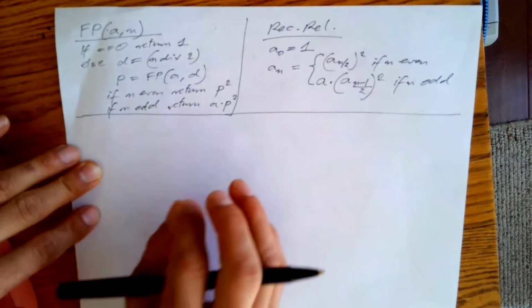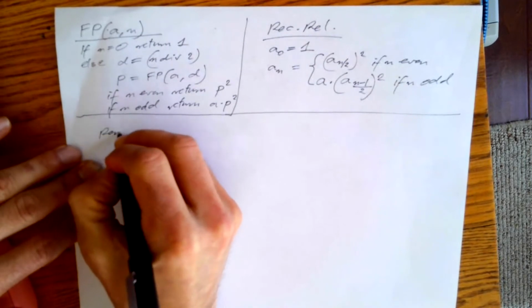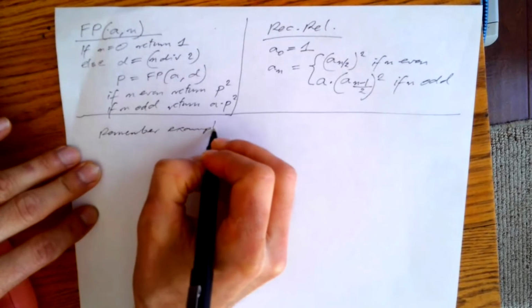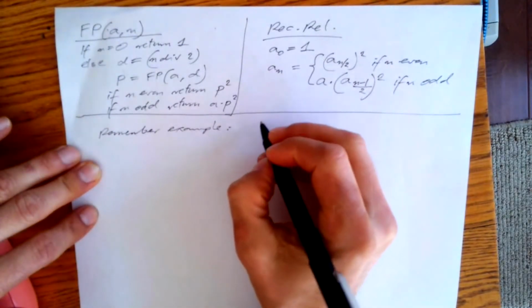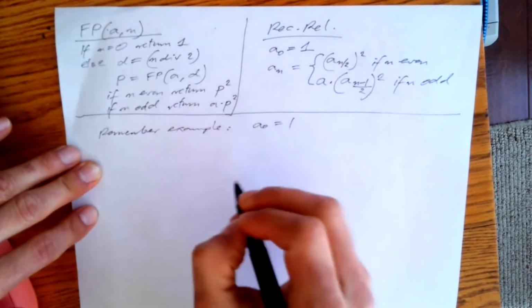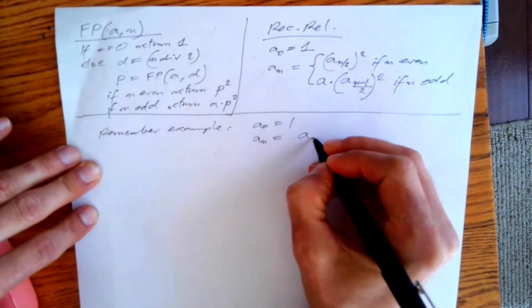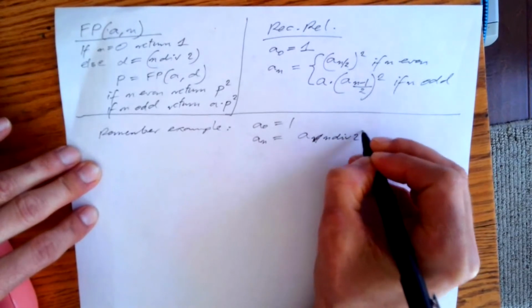So we have, remember this example where we had a sequence defined like this. a0 was 1, and a_n was defined as a_{n div 2}.